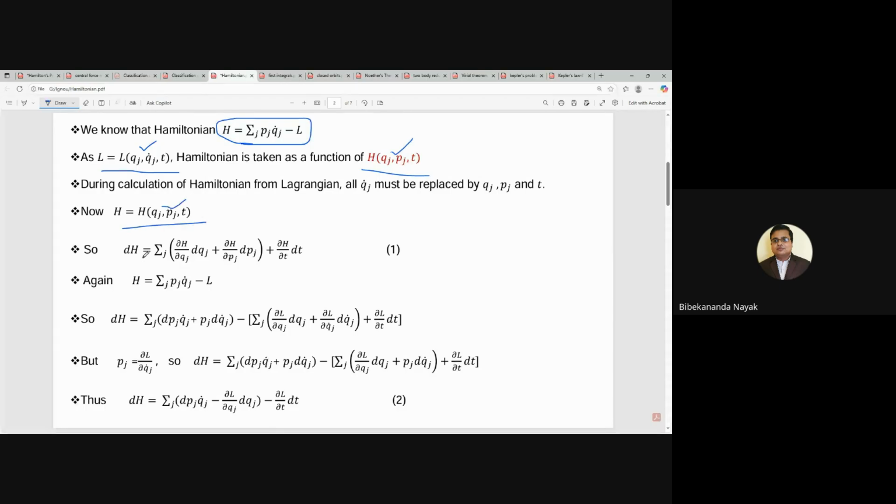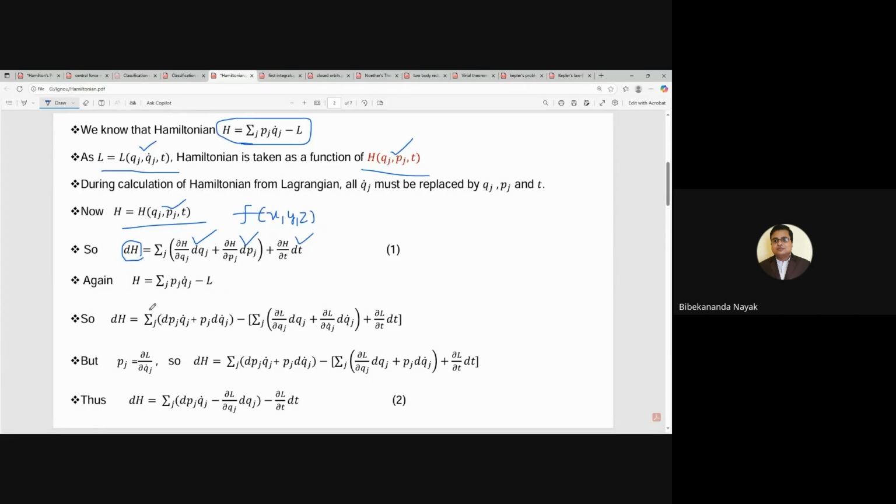So if you take the variation dH, like F is a function of x, y, z, we write dF is equal to del f by del x into dx, plus del f by del y into dy, plus del f by del z into dz. Similarly, H is a function of Qj, Pj, t, where j varies from 1 to 3N minus k, or f. So we can write dH is equal to del H by del Qj dQj plus del H by del Pj dPj plus del H by del t dt.